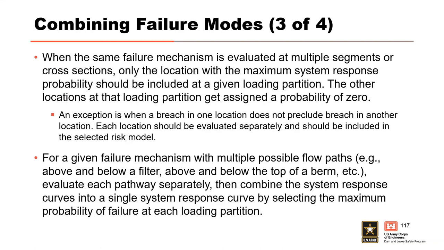Not discussed in Module 1 is what to do when the same failure mechanism is evaluated multiple ways. For a given failure mechanism, if the embankment profile is divided into segments or different cross-sections for evaluation due to physical differences in geology, geometry, treatment, or whatever, only the location with the maximum system response probability should be included at a given loading partition. The other locations at that loading partition get assigned a probability of zero.